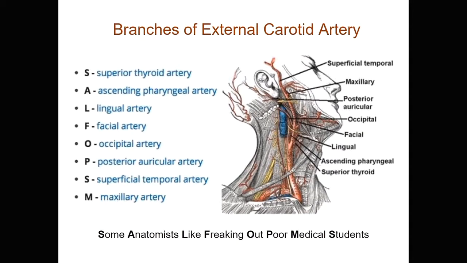All right, and last but not least are your branches of your external carotid. So your external carotid actually has branches where your internal carotid doesn't. But your external carotid gives off several branches that is described as the mnemonic. Some anatomists like freaking out poor medical students, and they're listed here. Superior thyroid supplies, obviously, the superior part of your thyroid gland. A for ascending pharyngeal artery. L for lingual, which goes to your tongue.